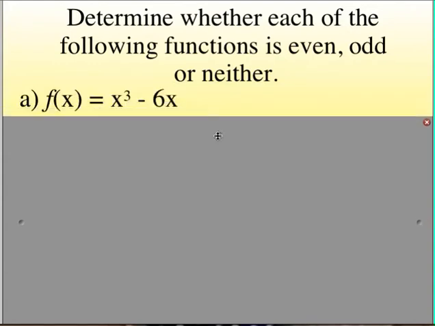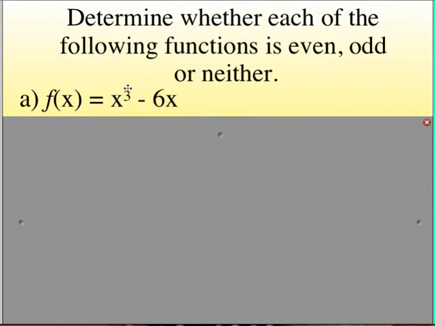Is f of x equals x cubed minus 6x. And so what we're going to do to check to see whether this is even or odd is to plug in a negative x value. And if all the terms' signs switch, so if x cubed becomes negative and negative 6x becomes positive, then it's an odd function. If the signs stay the same, then it's even. And if one sign changes but the other one doesn't, it means it's neither.